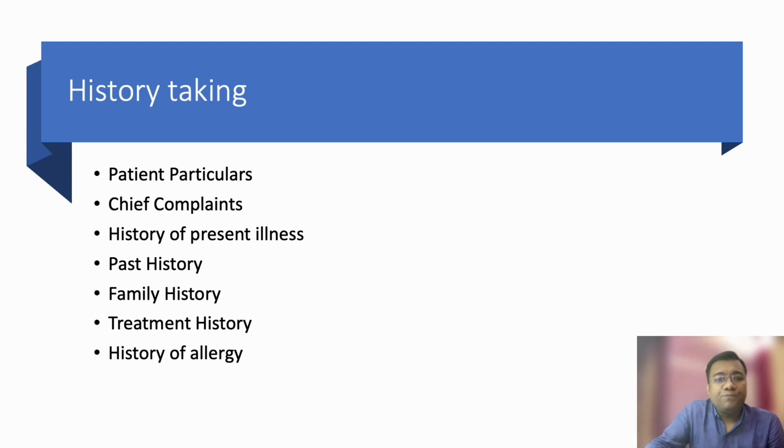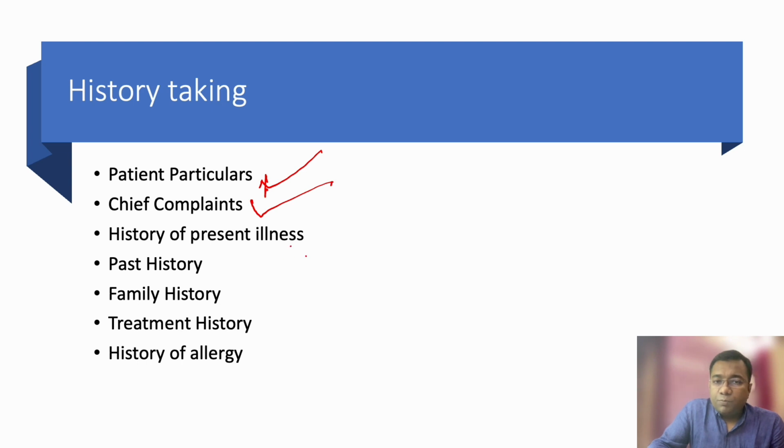All right, now what are the different parts of history taking? It starts with number one, patient particulars, which has a fixed format. What are the things which we include in patient particulars? Then you come to chief complaints. Now, what are chief complaints? Chief complaints are those complaints for which the patient has come to you. It may be one, it may be two, it may be multiple.